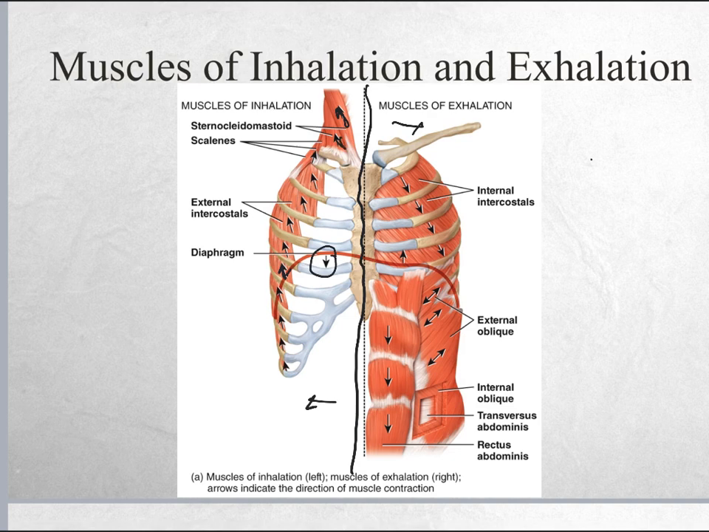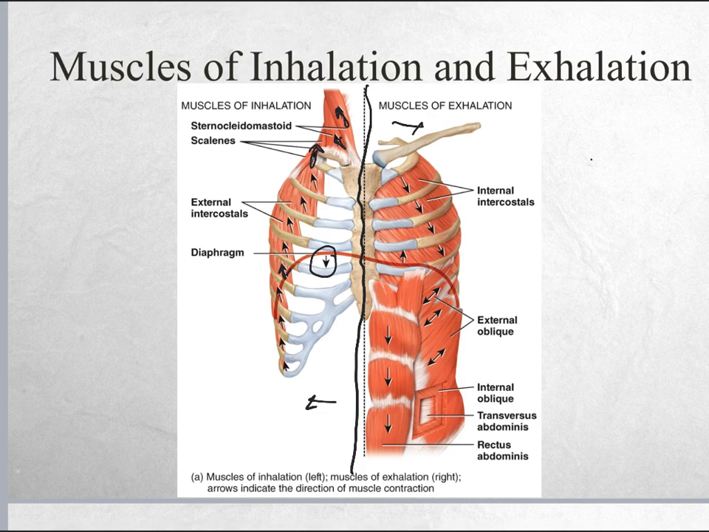Sternocleidomastoid, up. Scalenes, up, pulling up on rib 1, right? Elevating our rib cage. Take a deep breath in. Feel your shoulders lift up. Feel your rib cage open. These are all secondary muscles of inhalation.